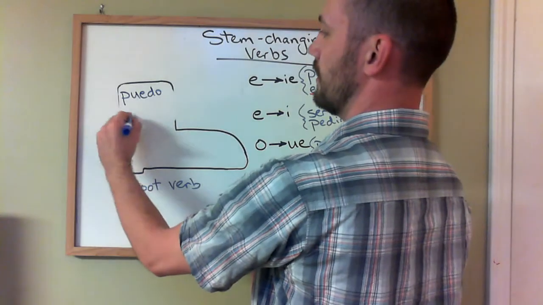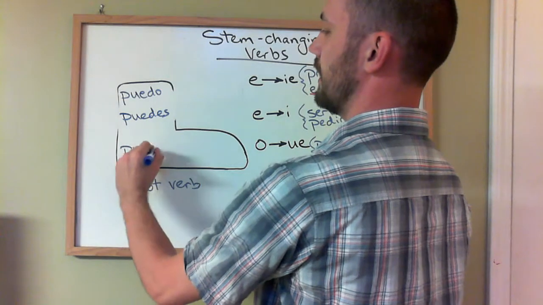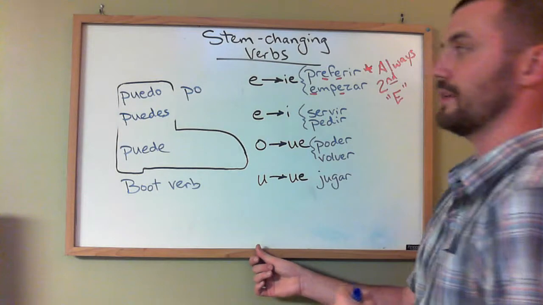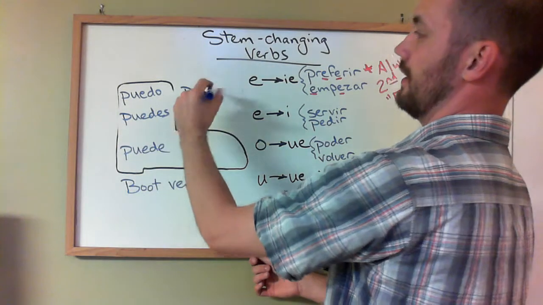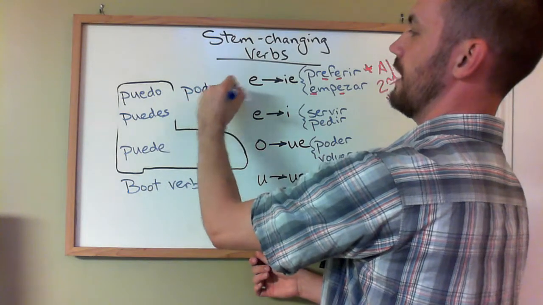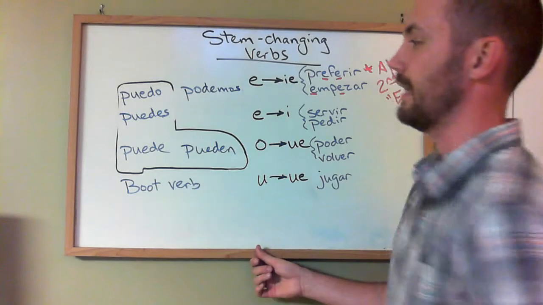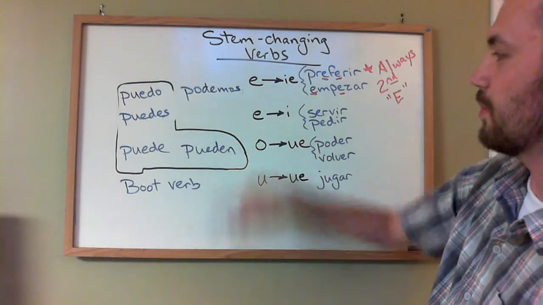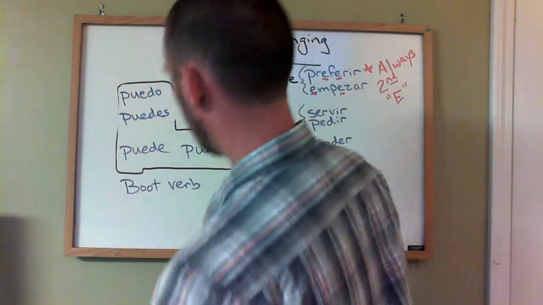Yo puedo, tú puedes, él, ella, o usted puede, nosotros. Now it changes to po. So you have pue, po. Podemos, and then down here in the boot again, it's pueden. Sí se puede. Puedo, puedes, puede, podemos, pueden. Comes from the verb poder. Boot verb. Hey, one more.